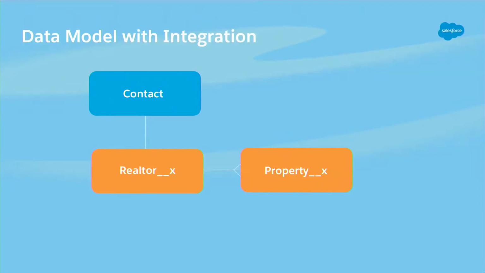So I've created a rough data model of how I want my Salesforce org to look. We have contact, which is in the Salesforce blue. It's the standard object in your org. And then I have a one-to-one mapping to realtor__x. The x represents external objects in the same way that custom objects end with c. And a realtor has a one-to-many relationship with properties.